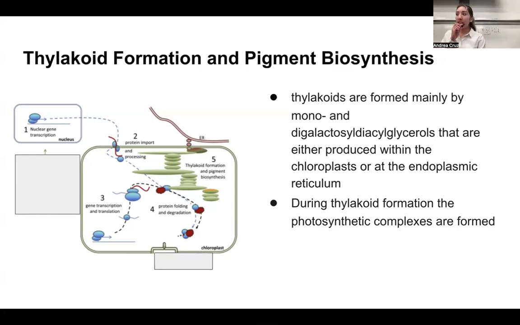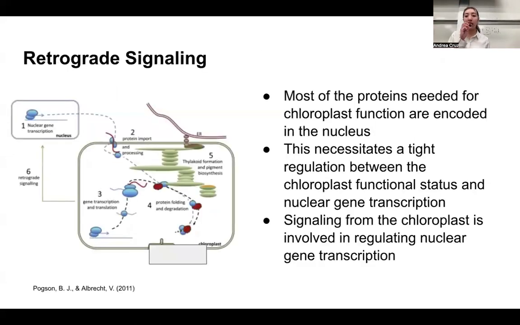So getting into the next step, we see retrograde signaling. Most of the proteins needed for chloroplast function are actually encoded in the nucleus. This necessitates a tight regulation between the chloroplast functional status and nuclear gene transcription. So the signaling from the chloroplast is involved in regulating the nuclear transcription, which we see here in this step.